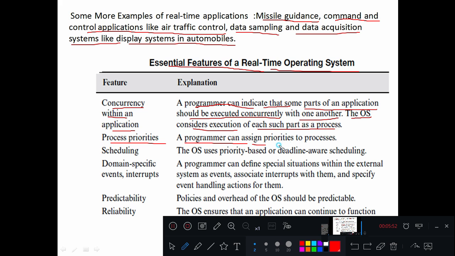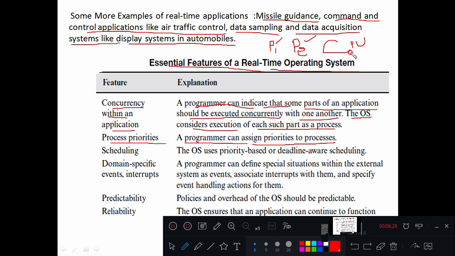The second feature is process priorities. A programmer can assign priorities to the processes, because the critical process has to be given the highest priority. What is a priority here? Priority is a tie-breaker between two processes. Let us say process P1 wants the CPU for some time, and process P2 also wants the CPU at some time, right? So if process P1 and process P2 want the CPU at the same time, right?